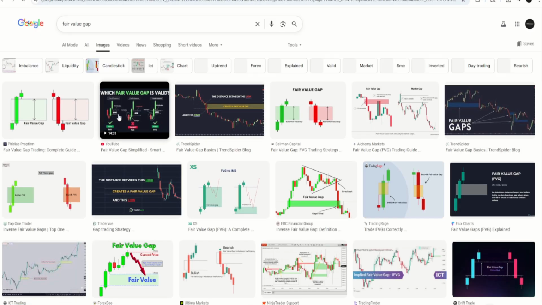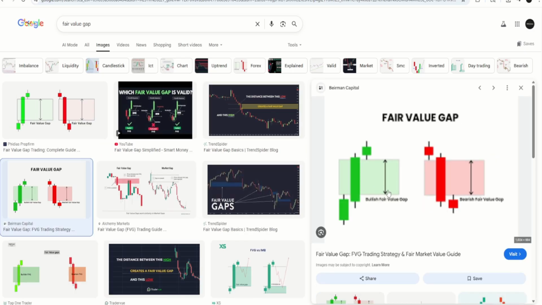You probably wonder what the fuck a fair value gap is. This is a fair value gap right here. This is what I mean by fair value gap. So it's a 3 candle movement where there's a giant gap. There's no wick that goes in between. So this wick doesn't come into here, and this wick doesn't meet into here.